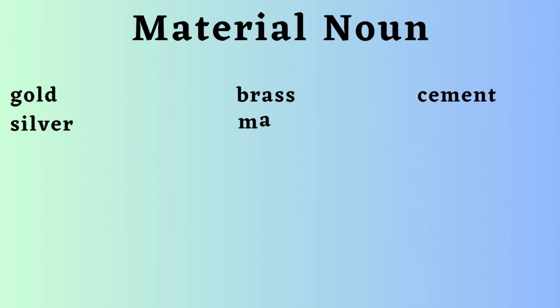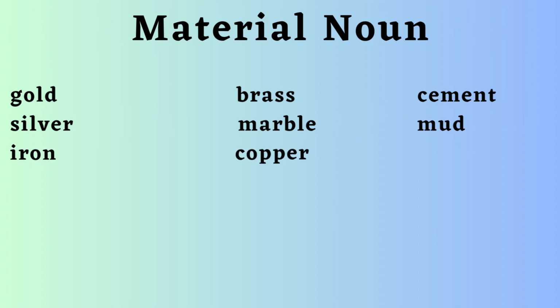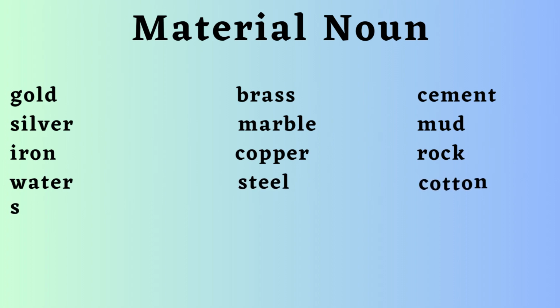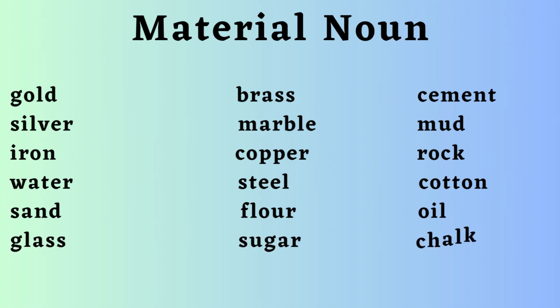First comes wood. Wood is a material noun that refers to the substance derived from the trunks, branches, and roots of trees. It is commonly used to make furniture, houses, and various other items. Next comes water. Water is a substance that is essential for life and is used for drinking, cooking, cleaning, and some other purposes. Next, we have glass.